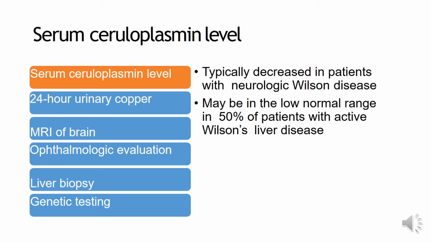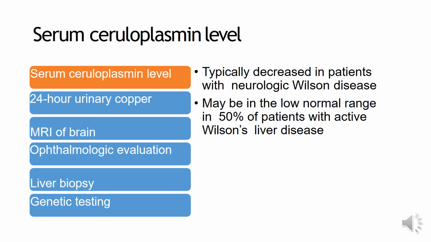It is typically decreased in patients more commonly with neurological Wilson's disease, but it may be in the low normal range in 50% of patients with active Wilson's liver disease. All of us know that ceruloplasmin is an acute phase reactant and it can be falsely elevated in cases of acute inflammation. So sometimes it may not be an accurate representative of the true presence of Wilson's disease. It is neither diagnostic nor sensitive enough to pick up Wilson's disease.